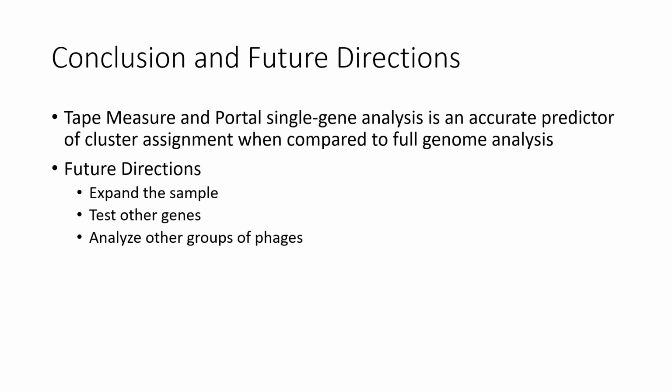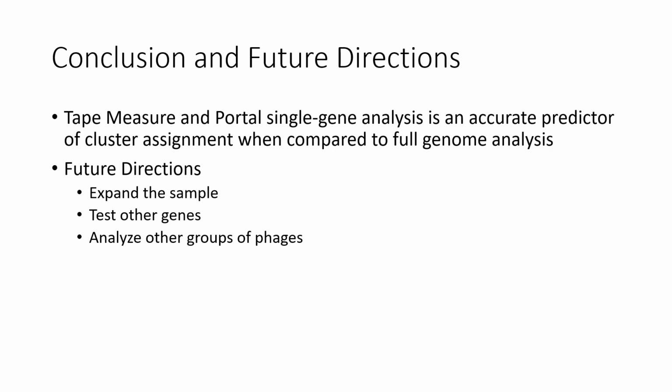In conclusion, the tape measure and portal single gene analysis is an accurate predictor of cluster assignment when compared to full genome analysis in Gordonia phages. In the future, scientists should look to expand the sample size. In the study, I only used 30 bacteriophages, which is not nearly enough to be representative of the seemingly infinite amount of unique phages on Earth.